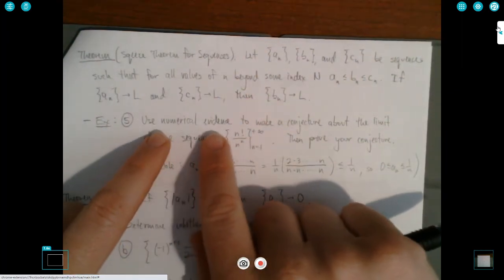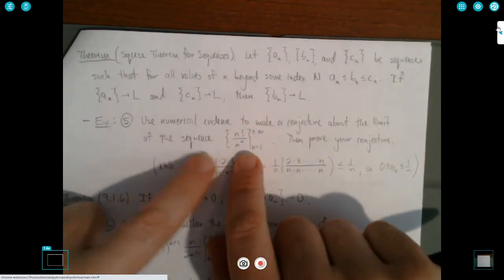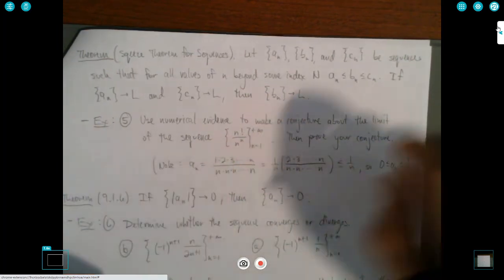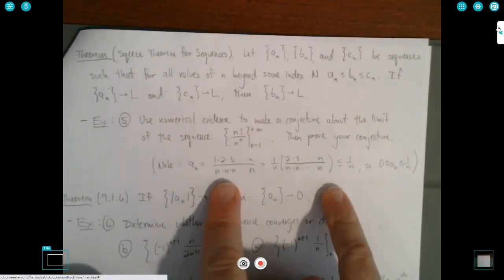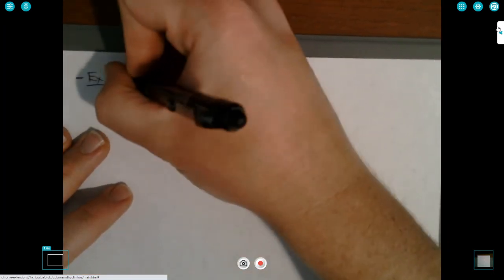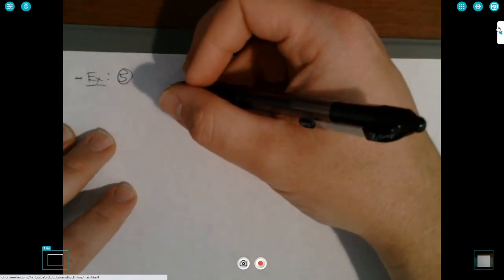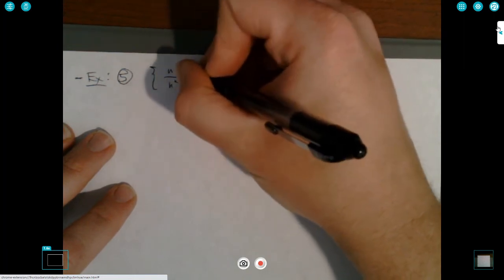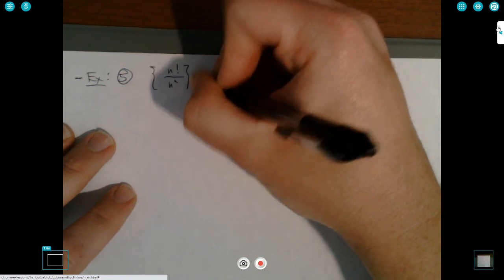It says, use numerical evidence to make a conjecture about the limit of the sequence n factorial over n to the n, and then prove your conjecture. The Squeeze theorem is going to come into play there. Okay, let's do it. I'm going to get a fresh sheet of paper. So the sequence we're looking at is n factorial over n to the n, from n equals 1 to positive infinity.